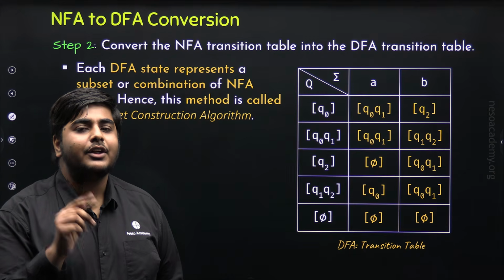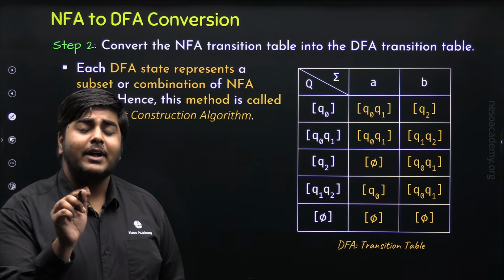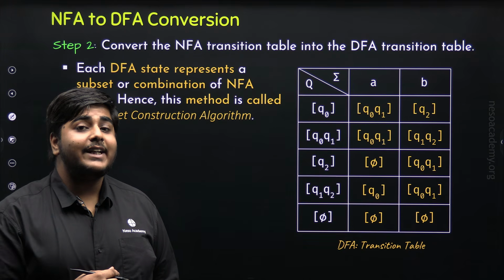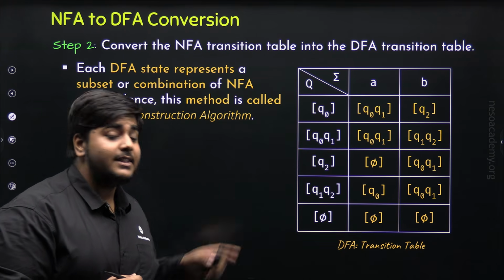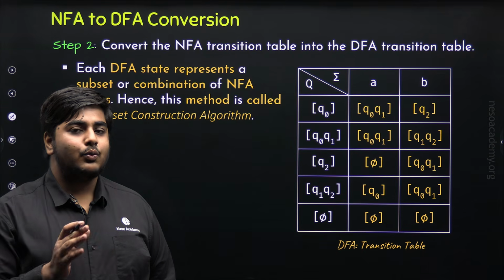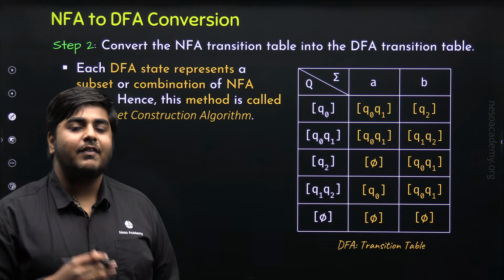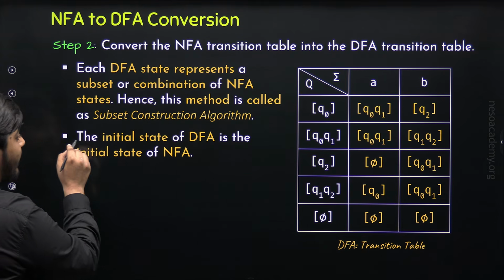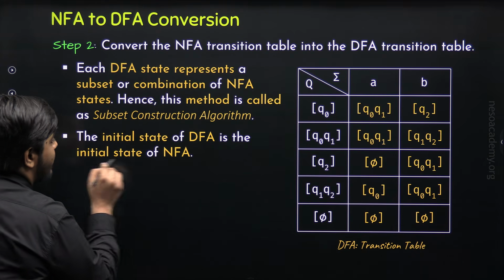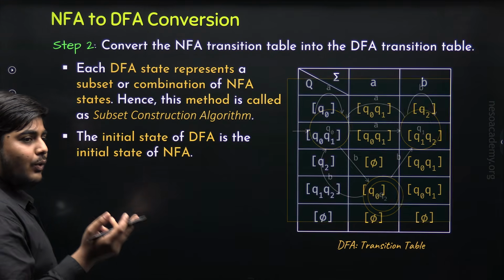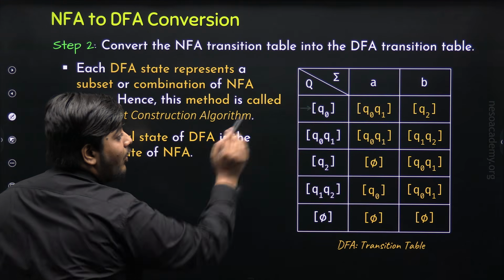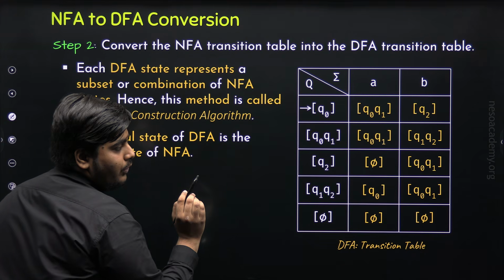No, it is still not complete. One small but important thing is left. We have still not identified the initial and final state of this DFA. So what will be the initial state and the final states of this DFA? Let's see. The initial state of the DFA is the initial state of the NFA. And we know the initial state of NFA was Q0. So the initial state of DFA is also Q0.